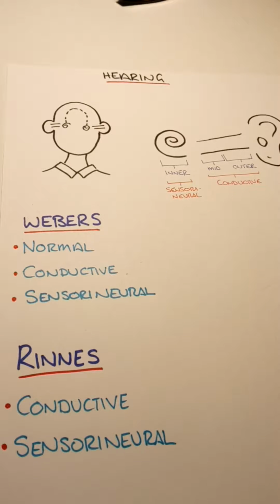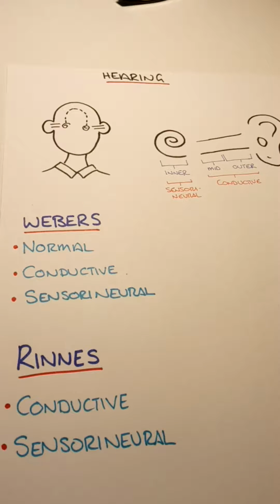So this is what I understand about hearing so far, to be expanded on, but not yet. We're looking at hearing loss. There are two types of hearing loss: conductive hearing loss or sensory neural hearing loss.